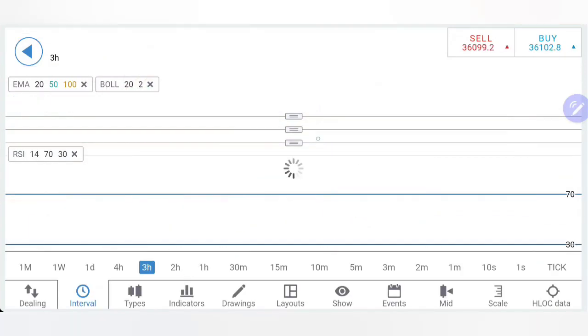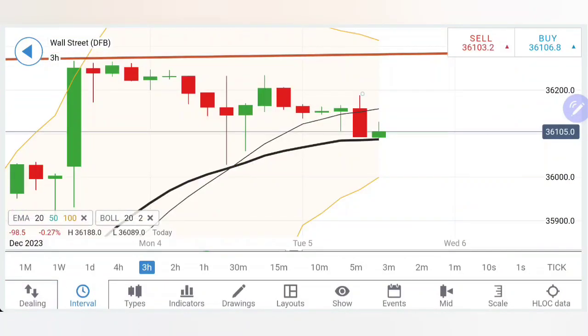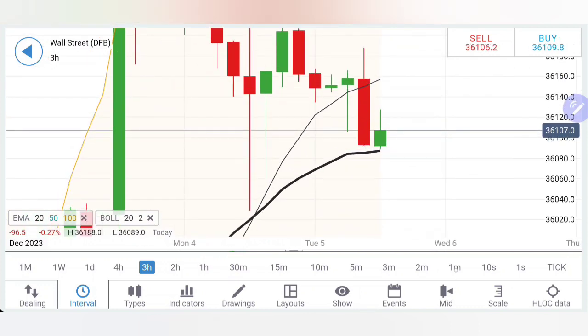RSI has dropped a bit. Coming to the 3-hour chart, likewise on the 3-hour charts, after the reversal, first red candle, this could be the second red candle, but what I'm seeing here on the 3-hour charts is the support from the 20-period moving average. It has to break below this zone.